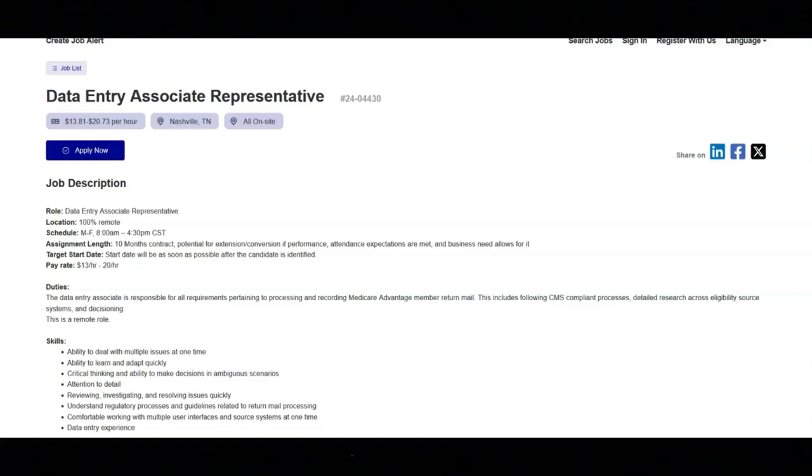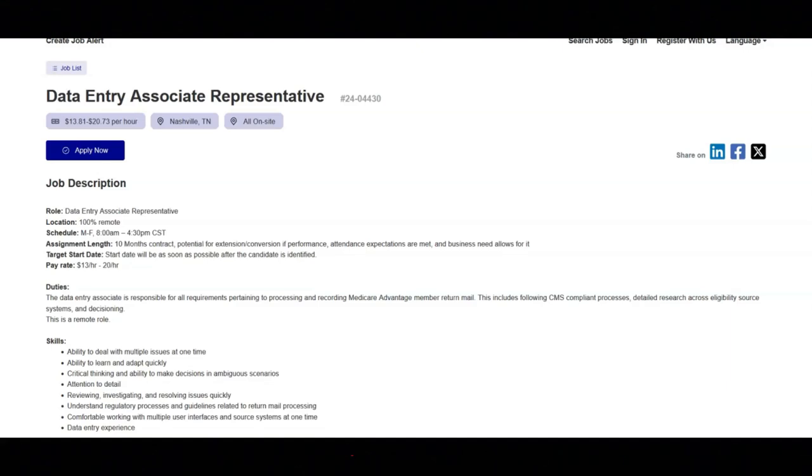Regarding the required skills for this job, you must be able to deal with multiple issues at one time. You must be able to learn and adapt quickly. You must be able to think critically and be able to make decisions in ambiguous scenarios. You must have attention to detail. You must be able to review, investigate, and resolve issues quickly. You must understand regulatory processes and guidelines related to return mail processing. You must be comfortable working with multiple user interfaces and source systems at one time. And you must have data entry experience.